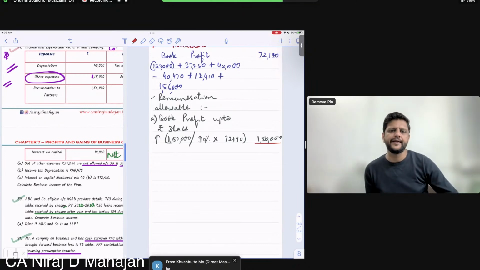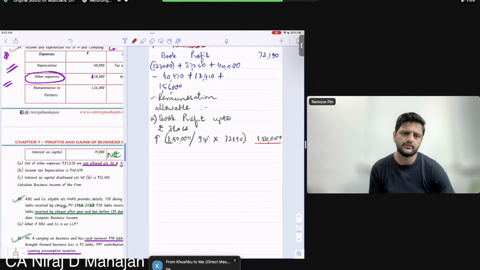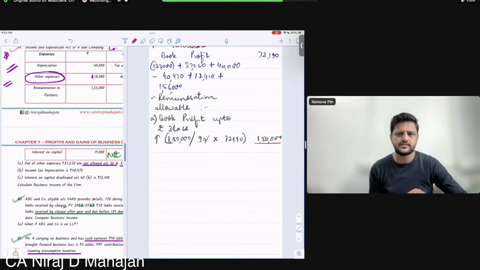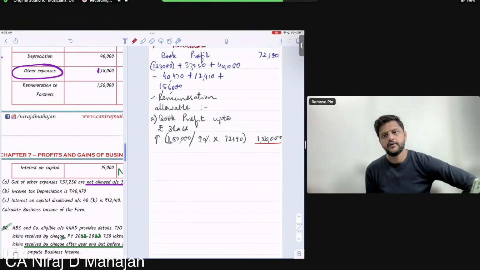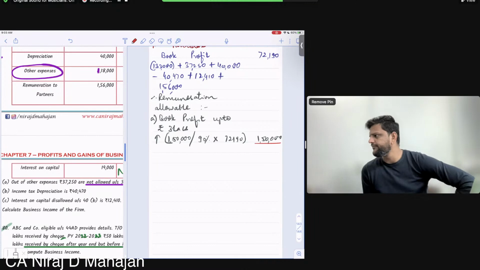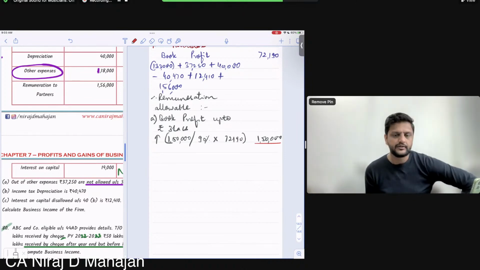So if it is paid, understand, very important. If it is paid more than 150, we will allow up to 150. What is actually paid? But you check in the question. 156. So we'll allow 150. But my question to you is, the limit we found out is 1,50,000. What if actually the partners are paid 1,30,000? If the partners are paid in totality 1,30,000, how much will you allow? 1,30,000 or 150?